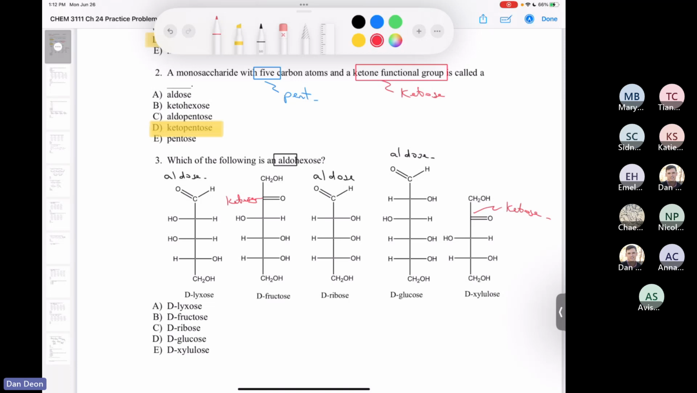It has to be either lyxose, ribose, or glucose. Pardon me on my pronunciation there. These are all aldoses, but it says a hexose. Hexose denotes that we have a total of 6 carbons. If we count on the first one, we have a total of 1, 2, 3, 4, 5 carbons. On the third one, we have 1, 2, 3, 4, 5 carbons. So these two would be aldopentoses. The one that's going to be the aldohexose is D-glucose. We have 1, 2, 3, 4, 5, 6 carbons. So D-glucose is going to be the answer. It is an aldohexose, there you have it.